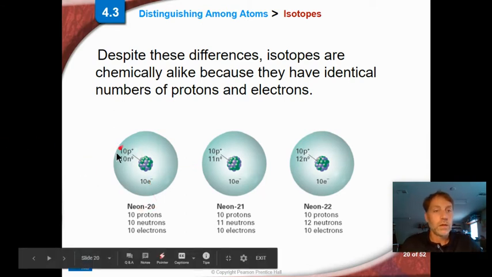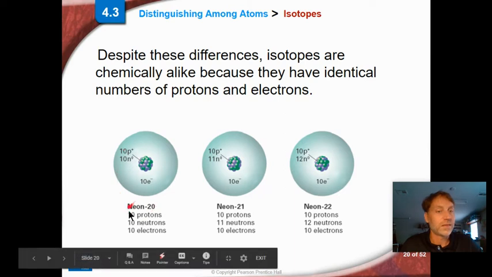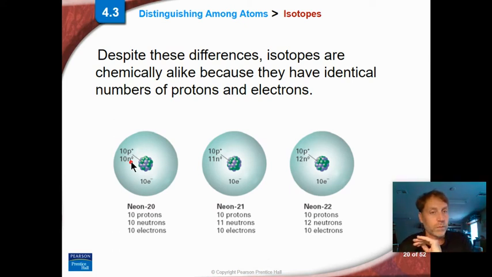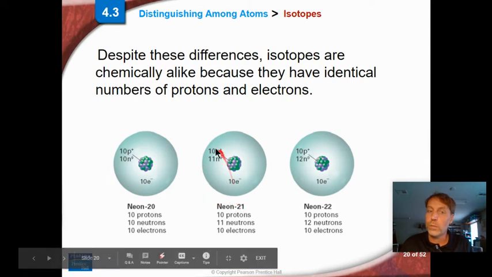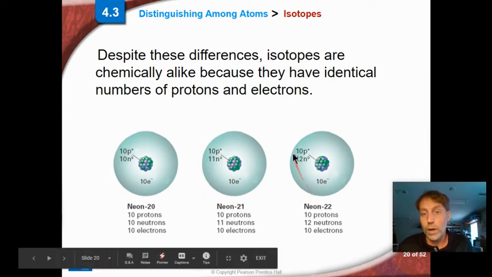The mass of this is going to be protons plus neutrons. So this is neon 20, because 10 protons plus 10 neutrons. Remember, we only use protons plus neutrons to equal the mass. Here, the element is still neon, but this is neon 21 because 10 plus 11 is 21. Likewise, 10 plus 12 is neon 22.